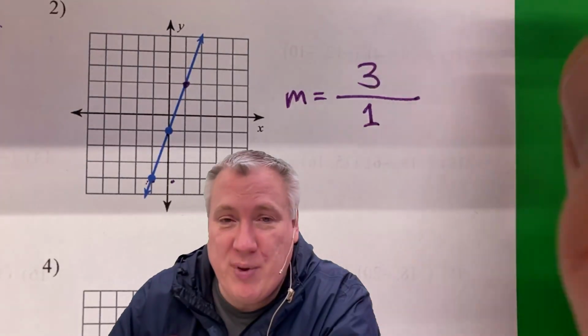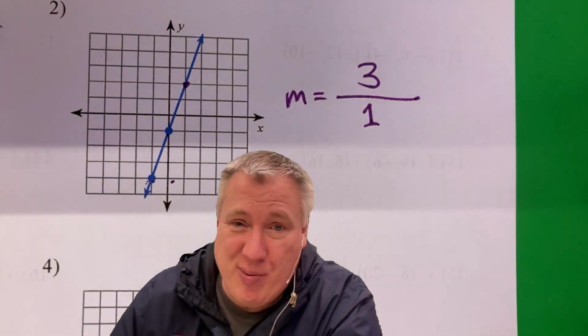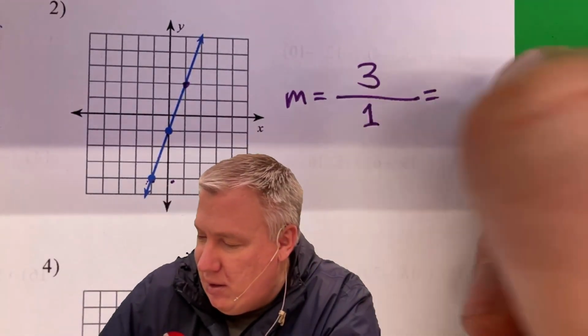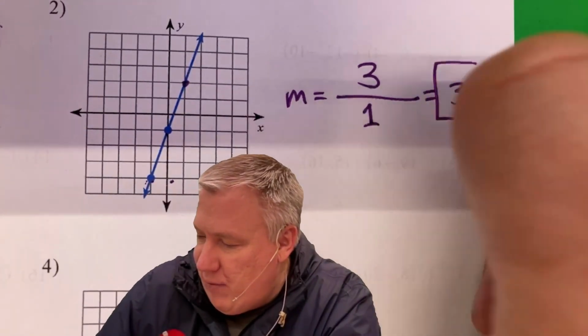And this is the correct starting point. But whenever you can simplify in mathematics, we simplify. 3 divided by 1 is just 3. So this is a slope of 3.